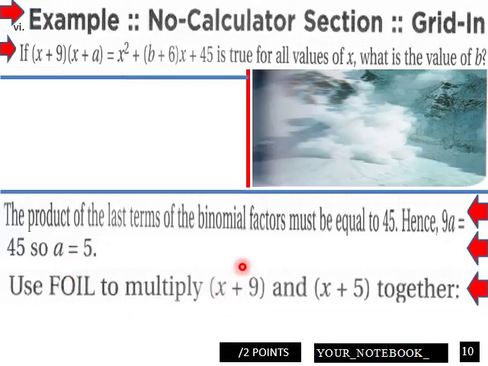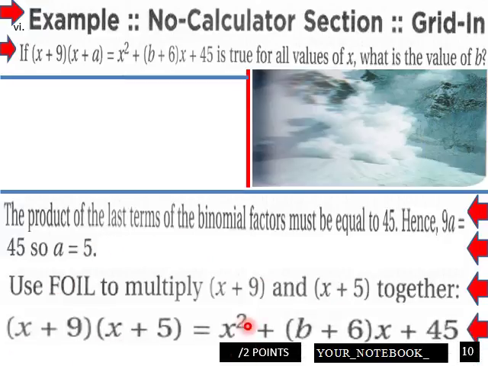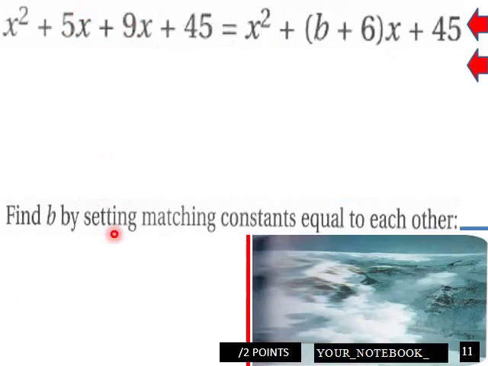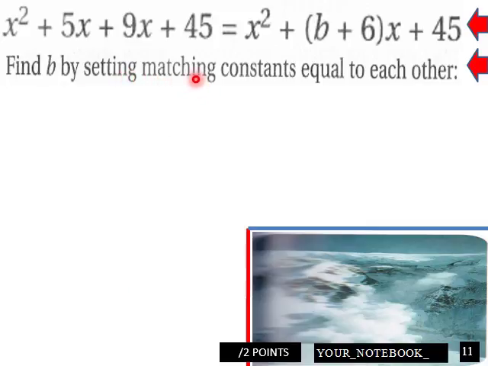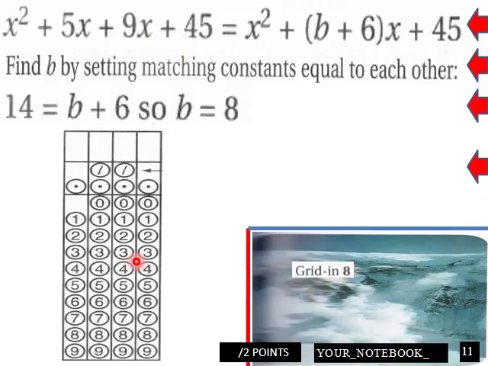Use FOIL to multiply x plus 9 and x plus 5. So this becomes x squared plus (b plus 6)x plus 14. So here is our trinomial here. Find b by setting matching constants equal to each other. So 14 equals b plus 6, so b equals 8 in this situation here. Grid in 8, so you would go down here and grid in 8 here.